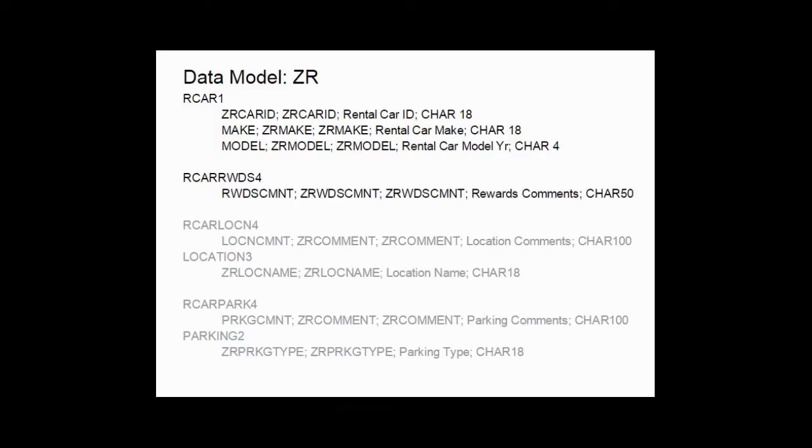These are the design details for the ZR data model. It has 6 entities and several attributes and key fields. These details are documented in the design phase of any MDG project, and should be available before the realization phase starts.